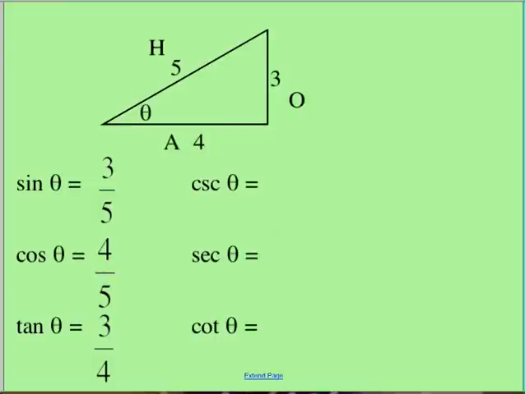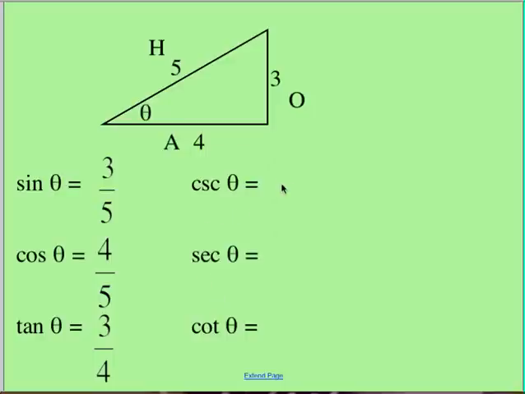So if you turn your note page, we did this last week. We had this 3, 4, 5 triangle, and we just found the sine, cosine, and tangent of theta. And so using this triangle, I want you to find the cosecant of theta if cosecant is the reciprocal of sine. I want you to find the secant of theta if secant is the reciprocal of cosine, and then find the cotangent of theta if cotangent is the reciprocal of tangent. So go ahead and pause the video and then come back and check your answers.